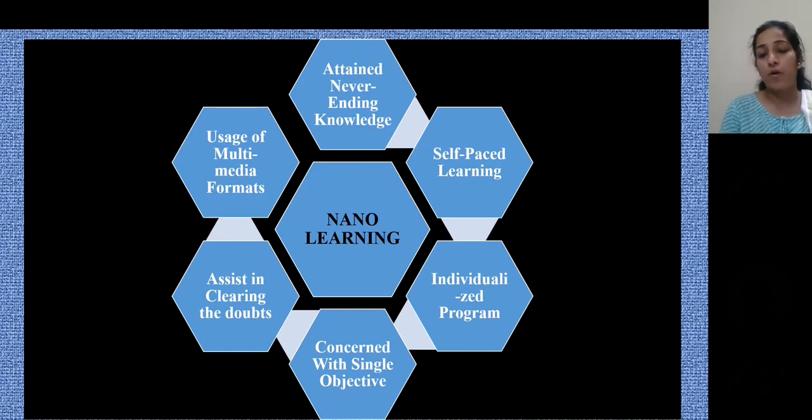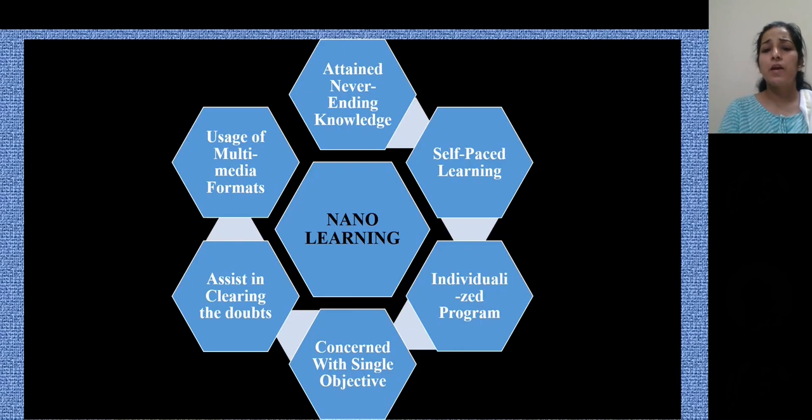Then individualized program. That means it's not catering to a group of learners. It is a customized solution. That means it's catered to the particular learner. That means we are talking about only one learner. That's why it's an individualized program.